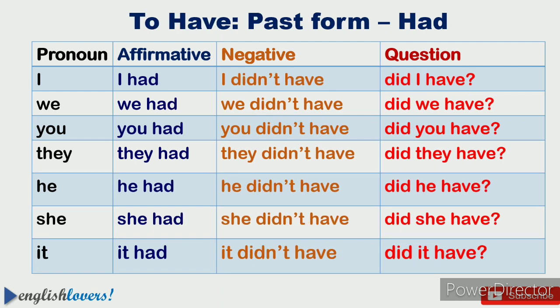Have has a past form as had, the only past form with all the pronouns. So here you can see that in the affirmative we say I had, we had, you had, they had, he had, she had, it had. It's very simple to remember, very easy. So when we say I had, it means in the past I had. In the past I was the owner of something, so I had a car.